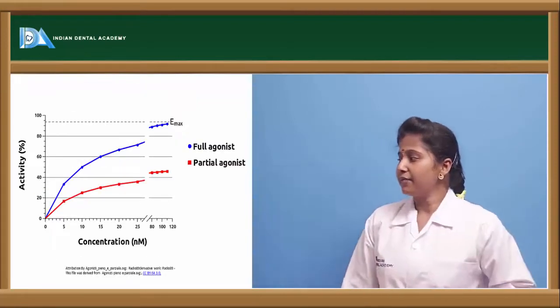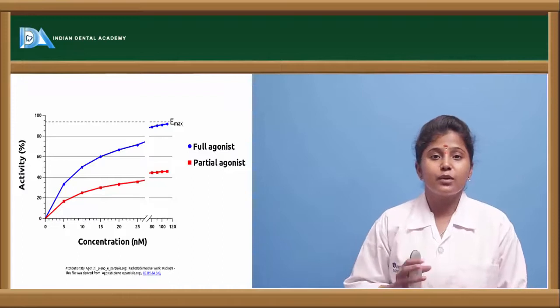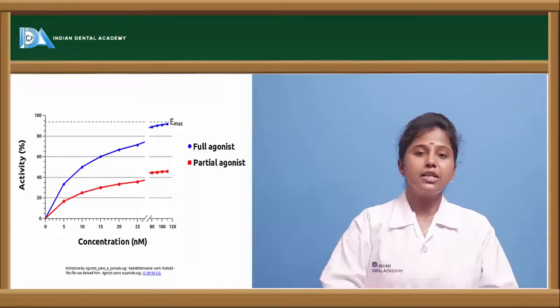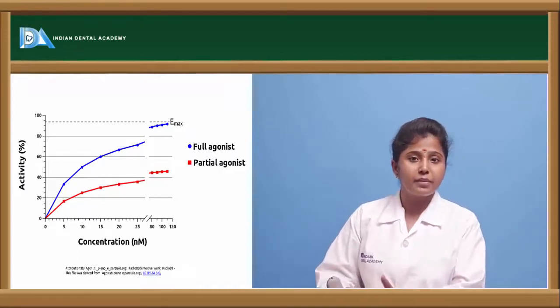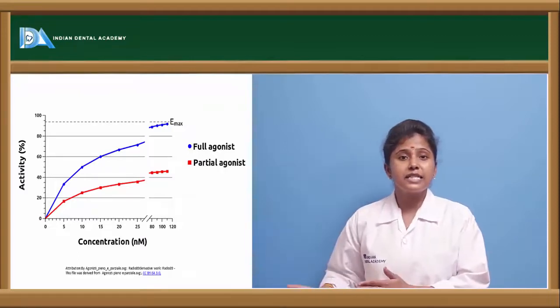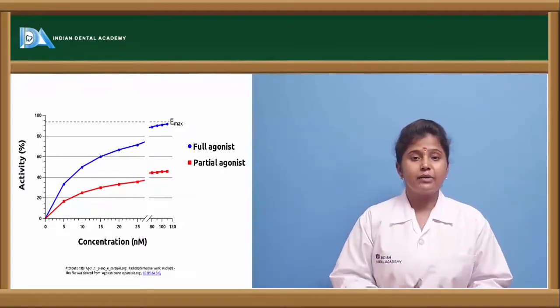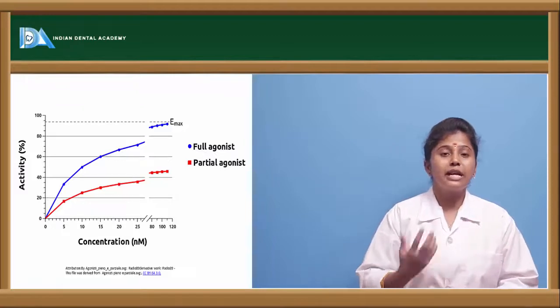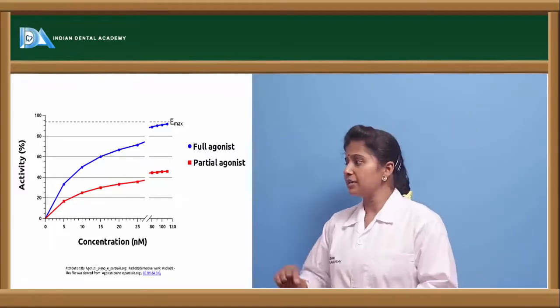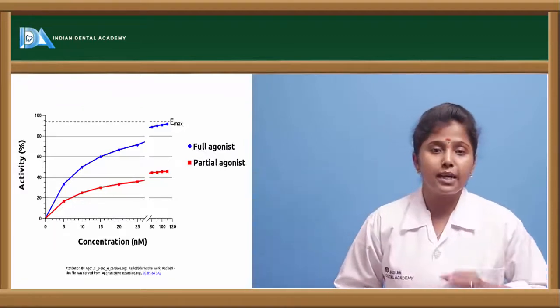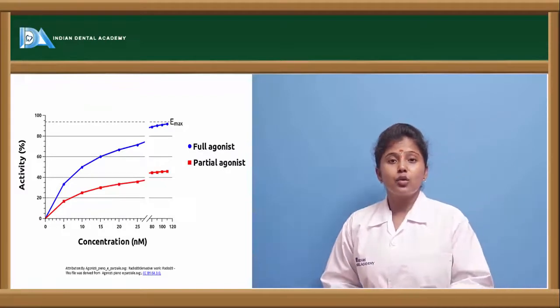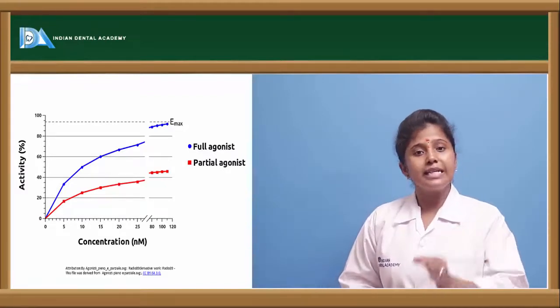And this is the graph where we can see the activity of the drug when concentration is increased. In the initial concentration, what is the effect shown by the drug? And if the concentration is increased, what happens to the efficacy of the drug? Here the blue coloration indicates the full agonist. In the sense, it is showing the efficacy of the drug, it is showing its action.